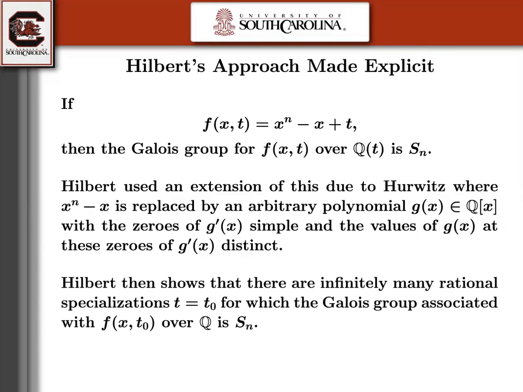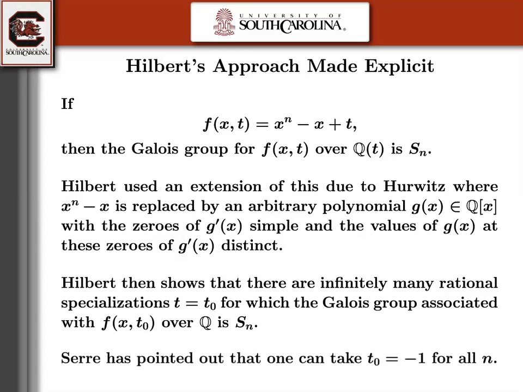And then he goes on to show there's infinitely many choices then for t that are rational numbers, so that the Galois group of this is Sn over the rationals, so as a polynomial in x. So that's the rough idea of what he does, and there's an explicit polynomial he does it with. Serre later showed that one could take t0 equal to minus 1 for all n. So if I take this t to be t0 here, this t to be minus 1, then this has Galois group Sn for each n.